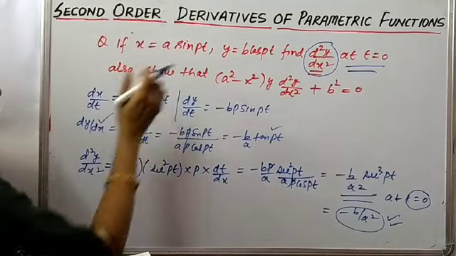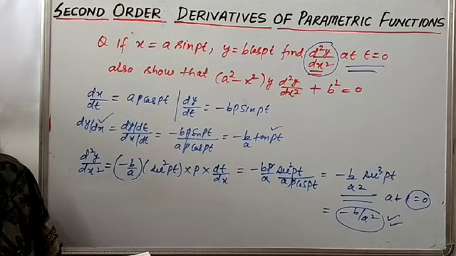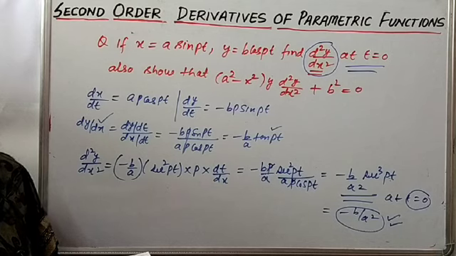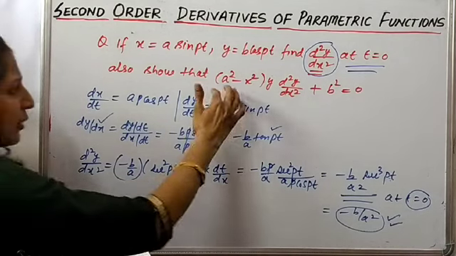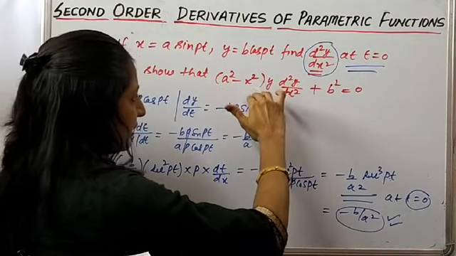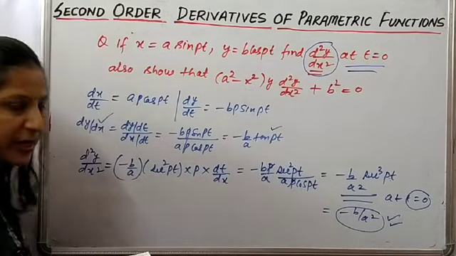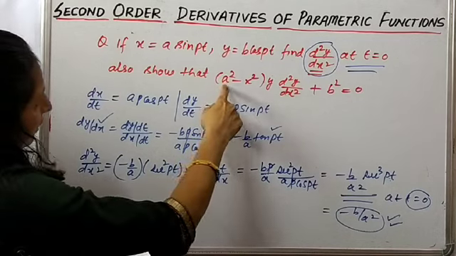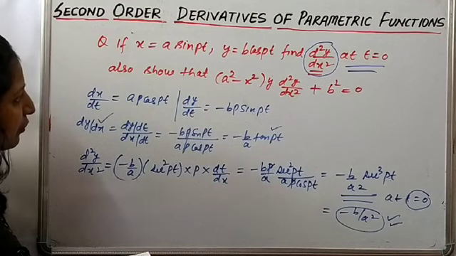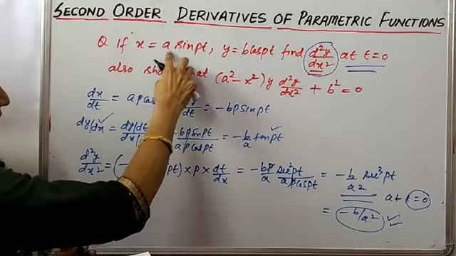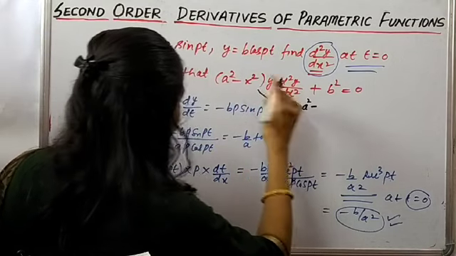Now, we have to show a square minus x square into y into d2y upon dx square plus b square is equal to 0. Okay, so it's very simple. Just put the values and after simplification our left hand side will become 0. Okay, so let us see. So we will take the left hand side. So in place of x, first of all we will substitute the value of x, that is a sin pt. So put values here. So a square minus x square.